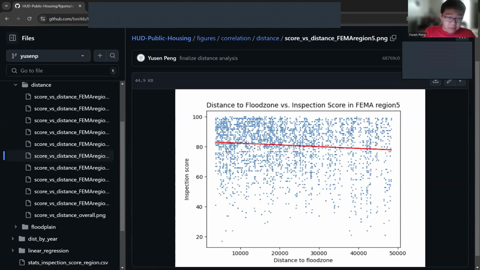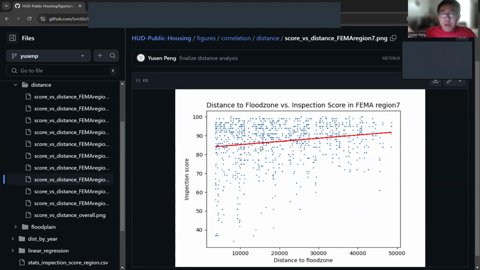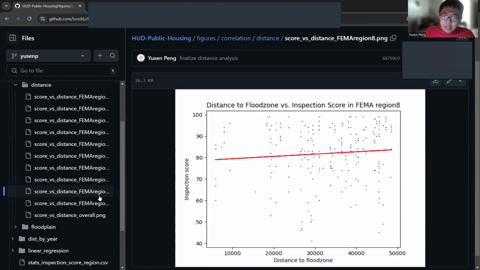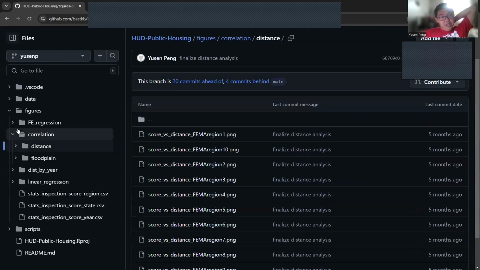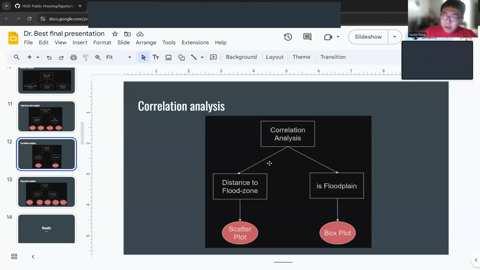Let's pick a different region, like FEMA region 5. FEMA region 5 is also decreasing. FEMA region 7 is more like increasing. FEMA region 8, well, it's more scattered, but it's still a positive correlation there. So I'm not going to go through each individual plot, but the idea is we use scatter plots to capture the correlation between the distance to flood zone and the inspection score. If you go back to the presentation, the second variable is floodplain, which is whether this region is in a floodplain or not.